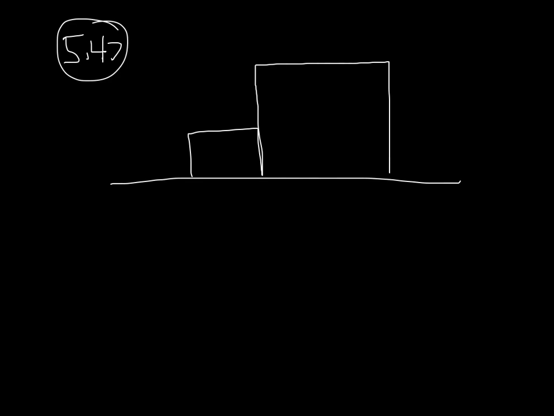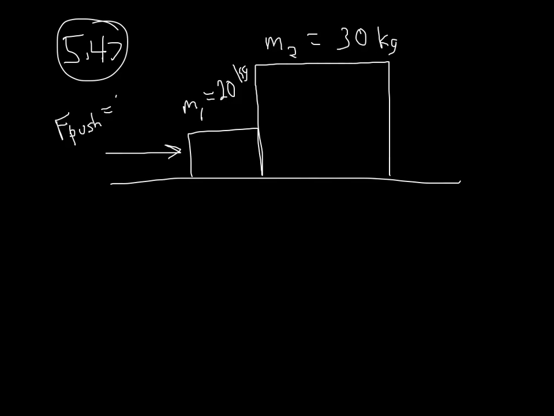Okay. Let's draw that picture. What does this whole thing look like? They give us a picture in the book that looks something like this. We have our box. We have mass 1 and mass 2. Mass 1 is the smaller box, it's 20 kilograms. Mass 2 is the larger box, it's 30 kilograms. And I'm pushing with a force that's equal to 60 newtons.